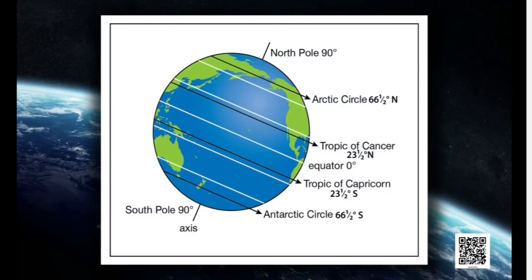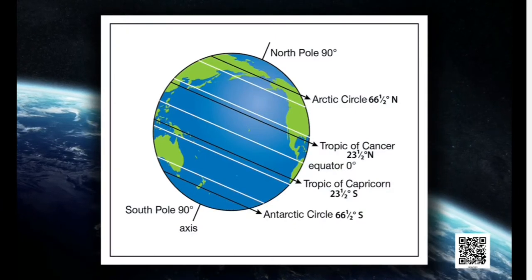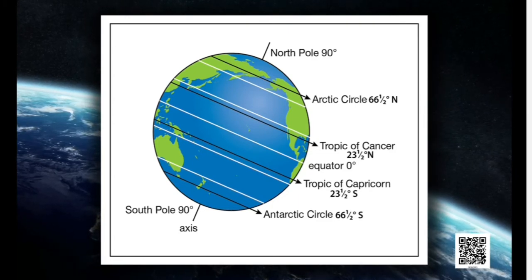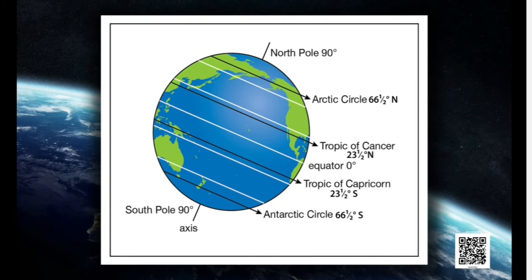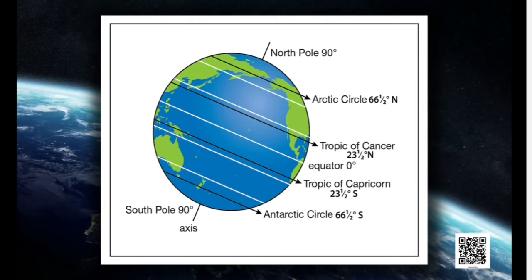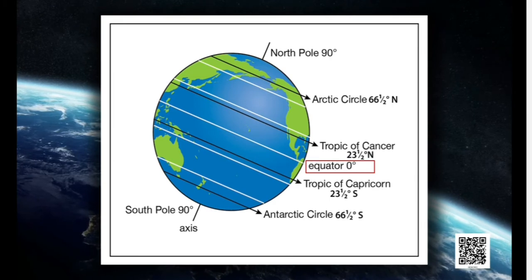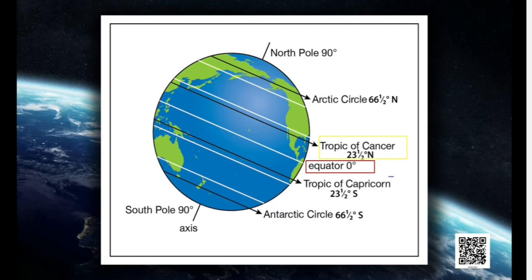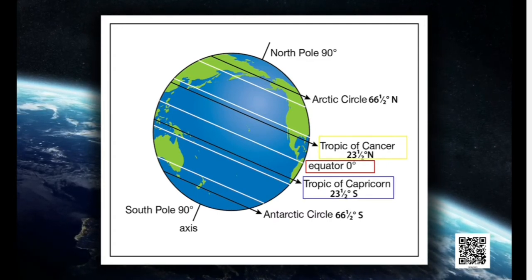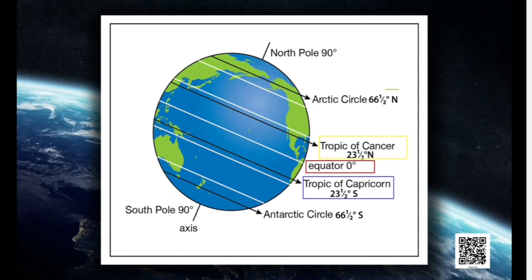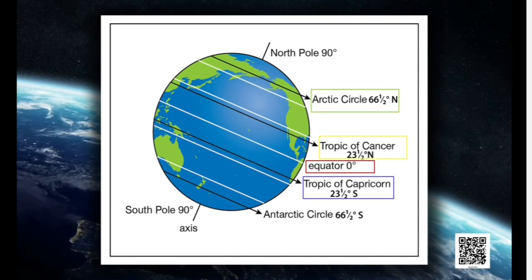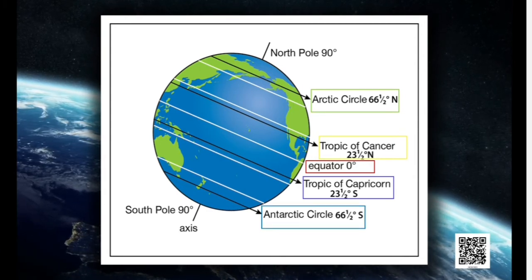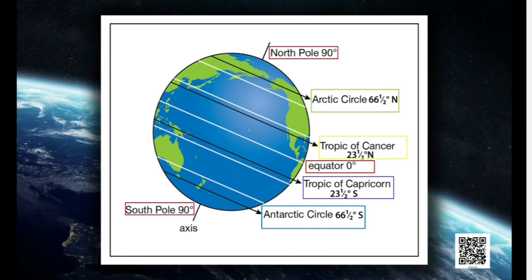Now see the picture carefully. In this picture, you can revise your knowledge of important latitudes of the Earth. Equator at 0 degree, Tropic of Cancer at 23.5 degrees north, Tropic of Capricorn 23.5 degrees south, Arctic Circle 66.5 degrees north, Antarctic Circle 66.5 degrees south, and 90 degrees North Pole and South Pole.